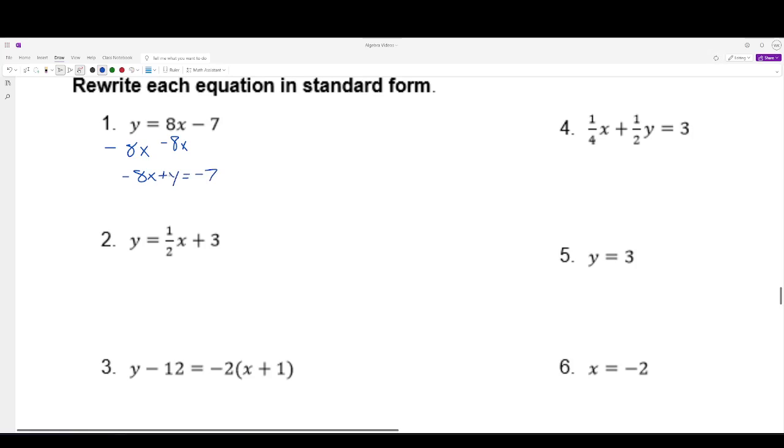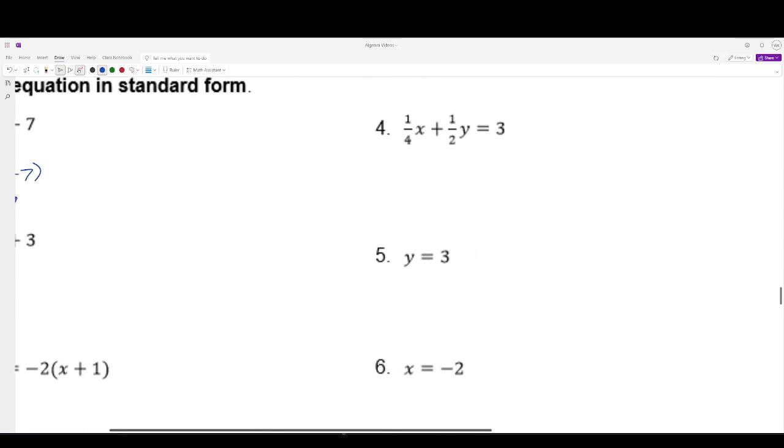So all of my coefficients, a, b, and c, are integers. I have -8, +1, and -7. So that's good. The first rule is satisfied. But the second rule says this 8x can't be negative. So we're going to multiply all this by -1, which just switches all three signs. So I get 8x minus y is equal to +7. And that is my standard form for that equation.